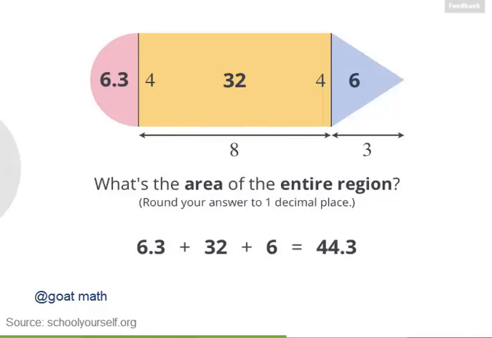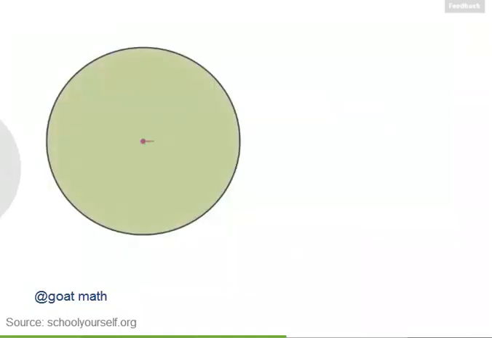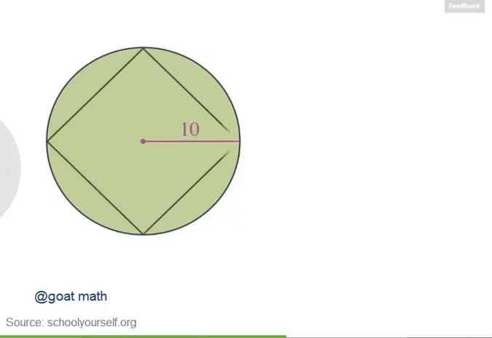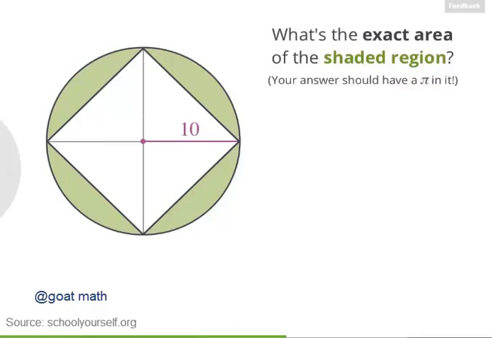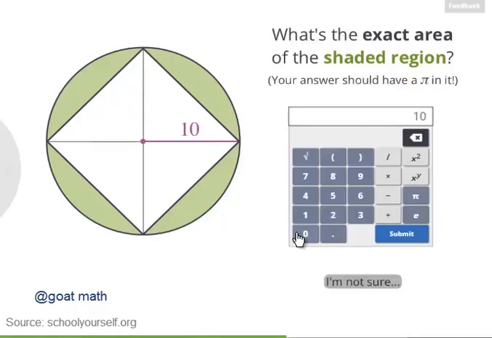Now sometimes, to find the area of a complicated shape, you need to subtract areas. Let's see an example. Suppose you have a circle with radius 10, and say you cut a diamond shape out of the circle. What's the area of this remaining shaded region? Your answer should have a pi in it somewhere. Here are a few more lines to help you out, and if you get stuck, just click over here.